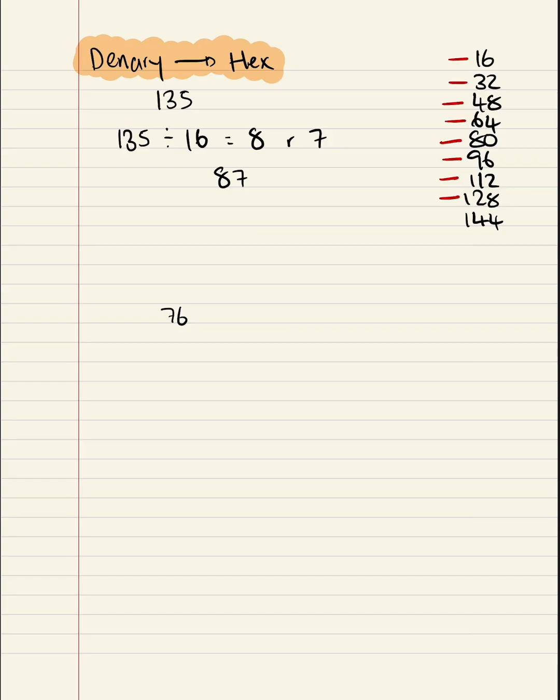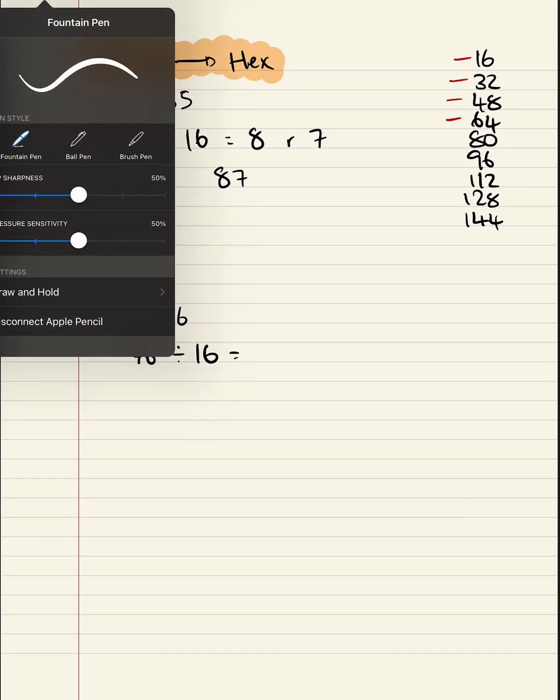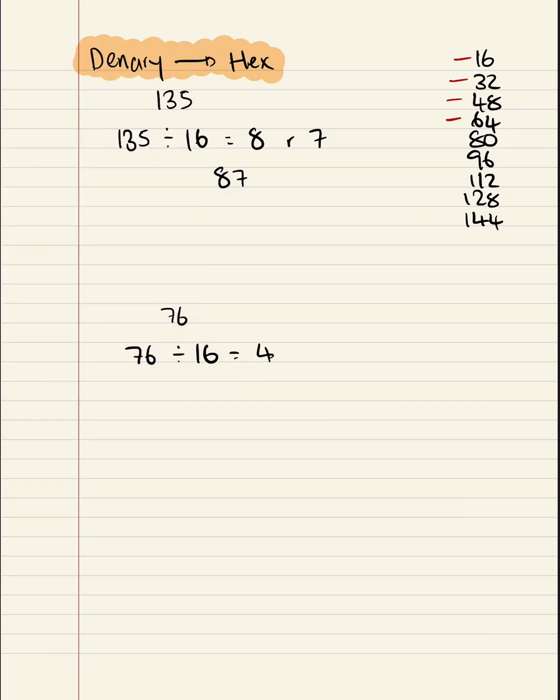So 76. We're going to do 76 divided by 16. And so how many 16s? It's going to be 1, 2, 3, 4, which gets you to 64. And then that's a remainder of 12. So the answer is 4, 12.